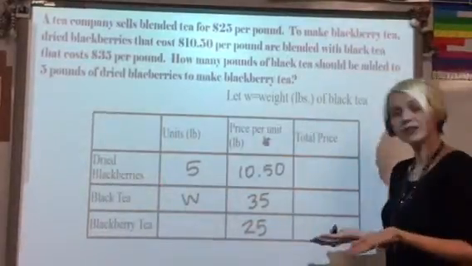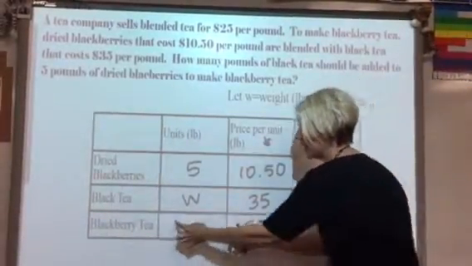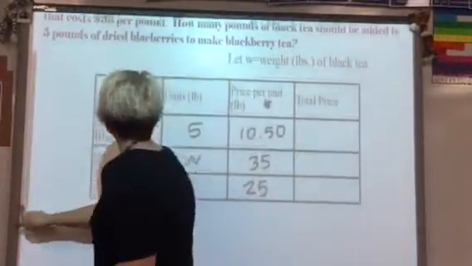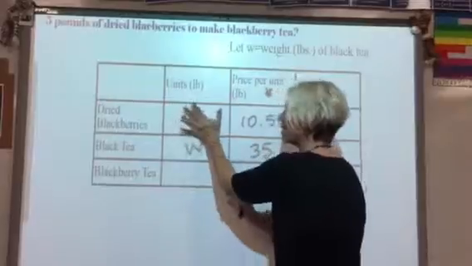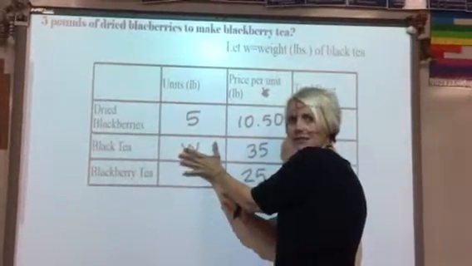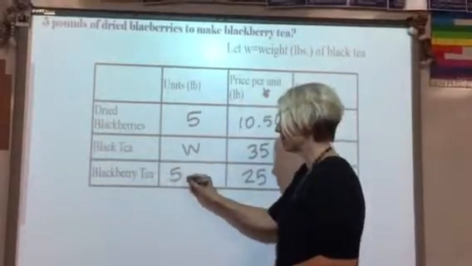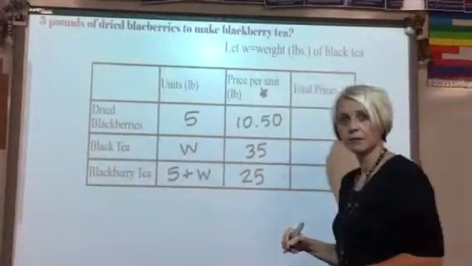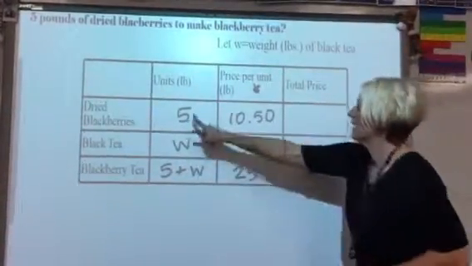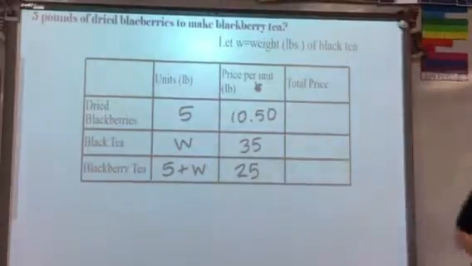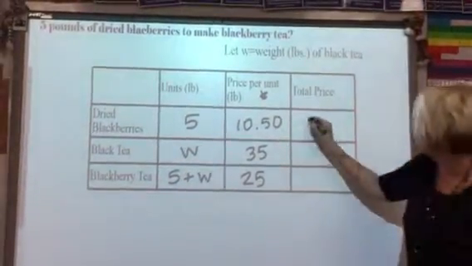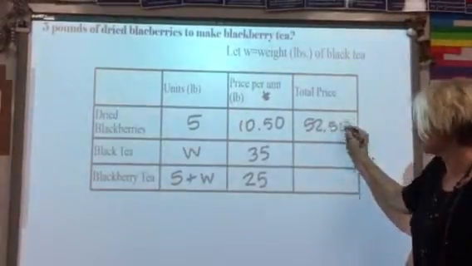And so all I need to do now to fill out my table is fill out here and the totals. Well, think about this. What would the total be if I have 5 pounds of dried blackberries and W pounds of black tea? Well, it would be 5 plus W because it's a mixture. I'm putting them together. Now we'll go to the totals. I take 5 times 10.50 and that gives us what value here? 52.50, and you can check my math if you need to.